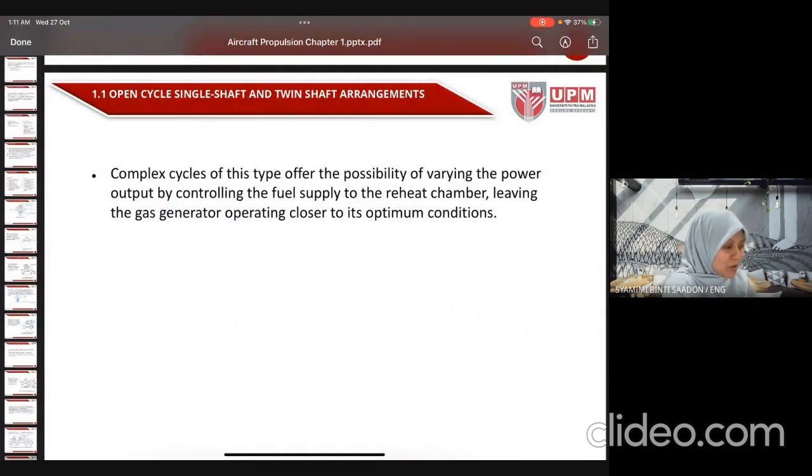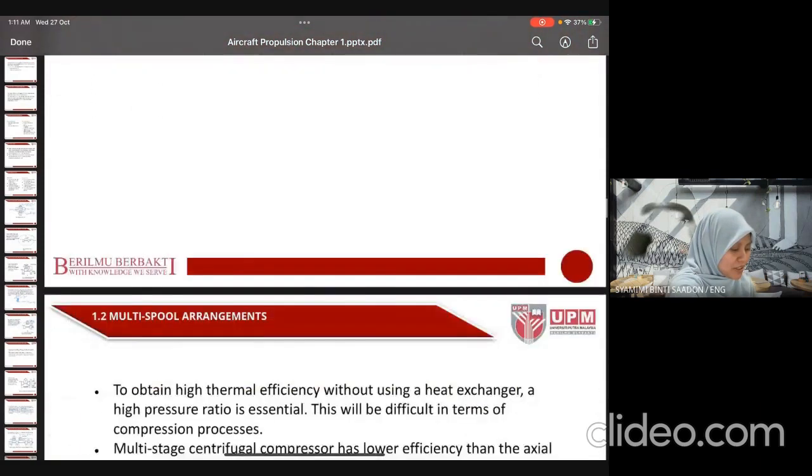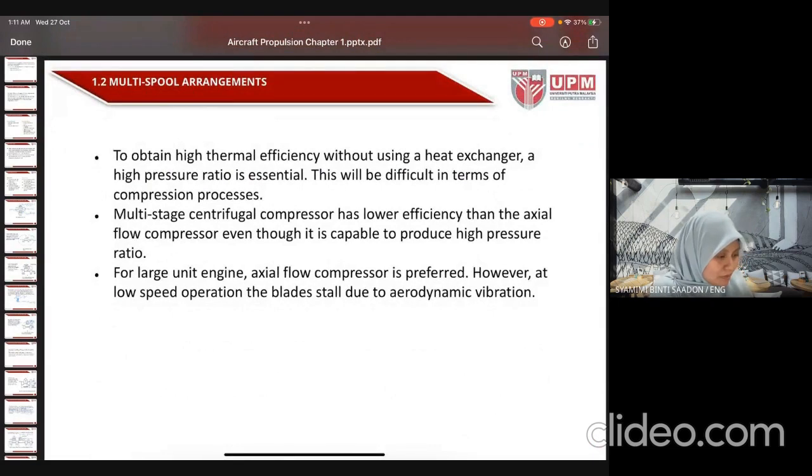Possibility of varying the power output by controlling the fuel supply to the reheat chamber. Okay, this one is a multiple arrangement. So another method to obtain a high performing gas turbine engine without using extra components, like a heat exchanger, is to also increase the pressure ratio.